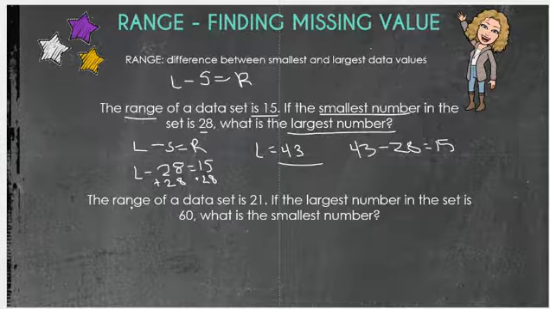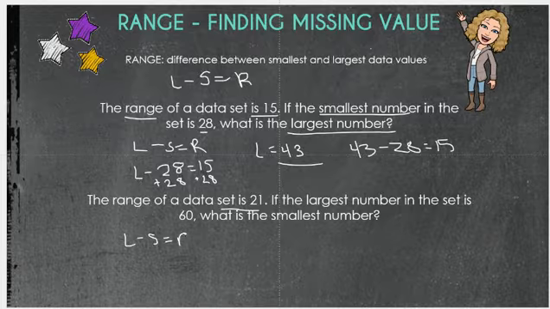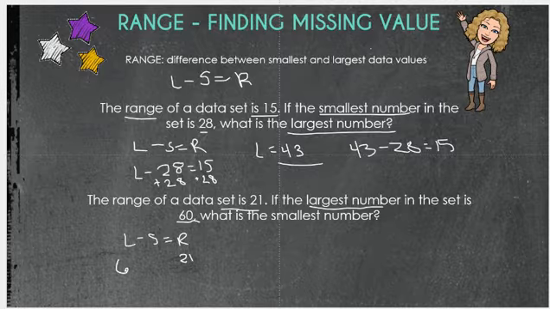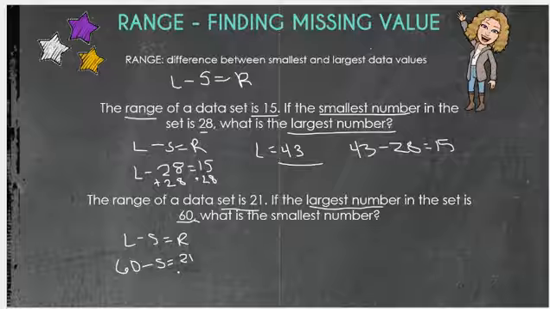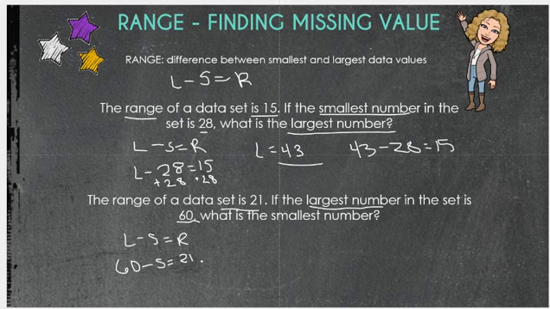And a second one: the range of a data set is 21. So if we're going large minus small equals range, range is 21. Now this time the largest number is 60. So we've got 60 here minus something equals the range. Now, as solving the equations in this situation, this might be a harder one for students. So you might just have to say to them, 60 minus what number is 21?